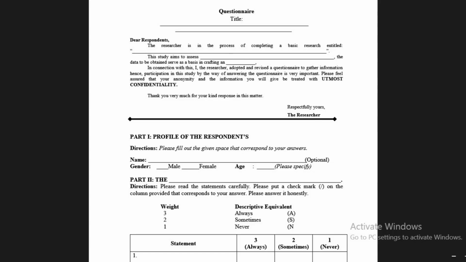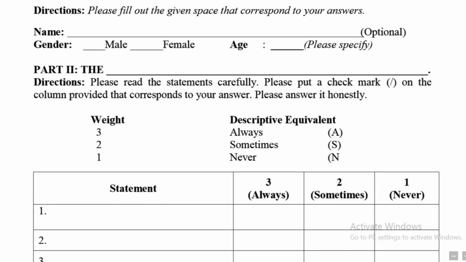The next part is the instrument. Yan yung instrument na gagamitin natin. Ang tanong, parehong-pareho ba yan, sir, sa gagawin namin na research? Questionnaire, ganun na ganun ba, kukopyahin na lang namin? Okay, ang sagot, depende. Depende sa inyong statement of the problem.